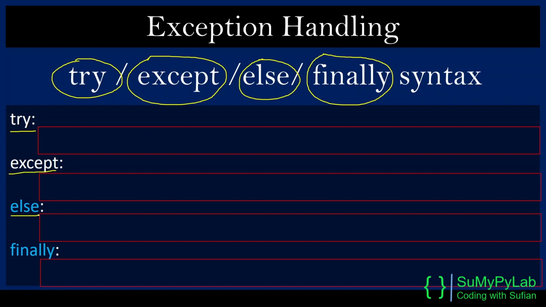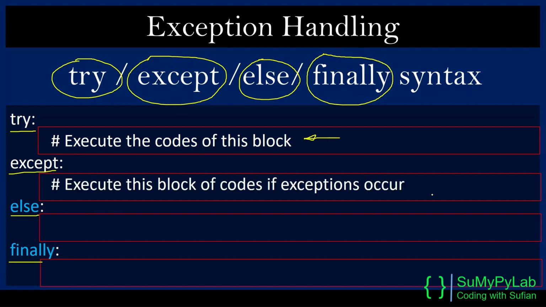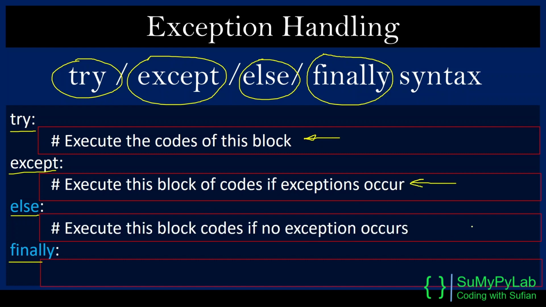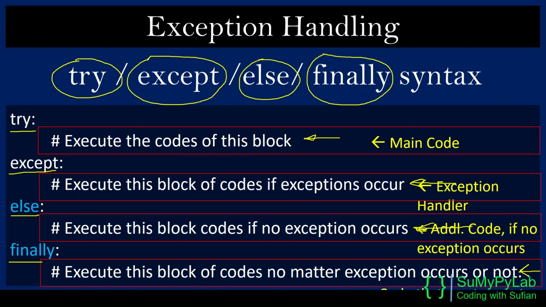Here is the basic structure of try, except, else, finally blocks. Try to execute this block of code. Execute this block of code if an exception occurs. Also execute this block of code if no exception occurs. This block of code must be executed irrespective of whether an exception occurs or not. This is our main code. This is our exception handler. Additional code. Code that must be executed is placed inside the finally block.